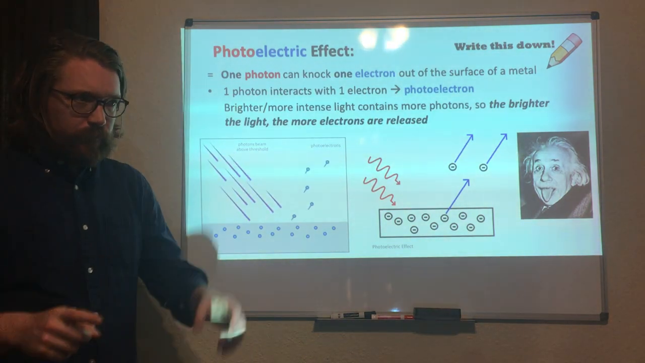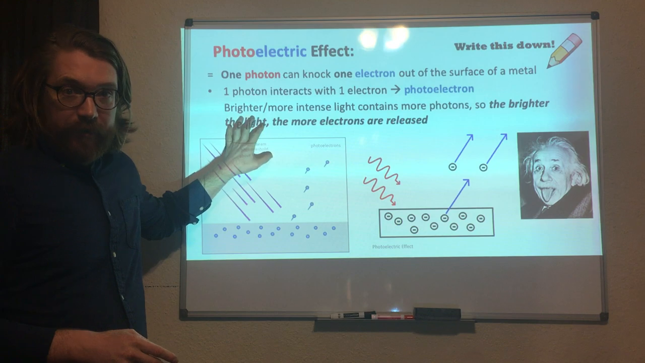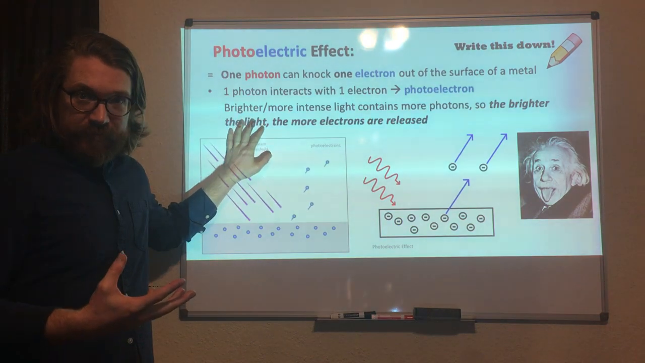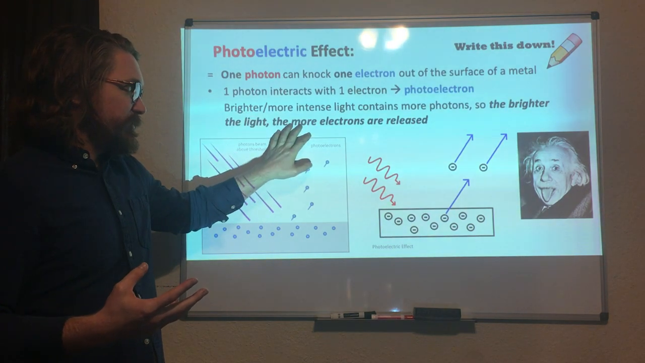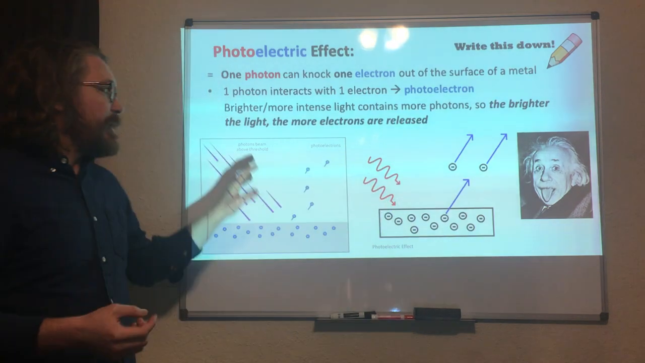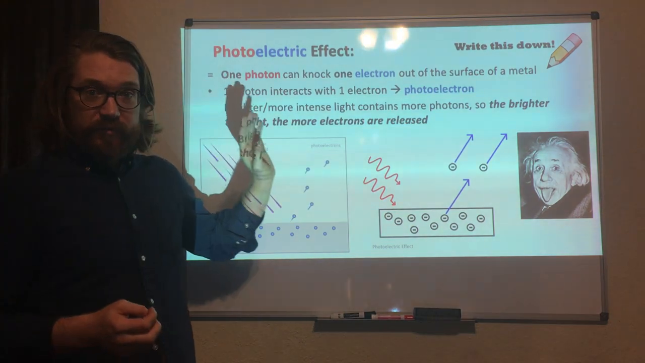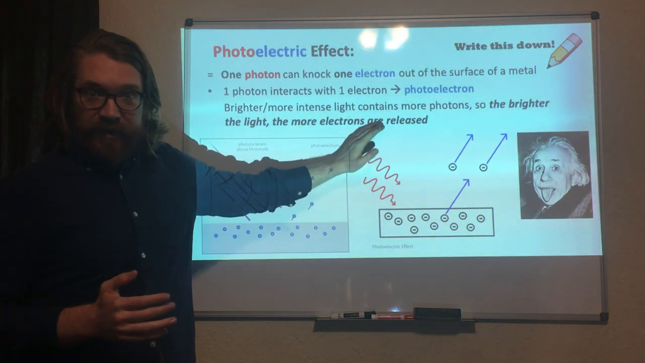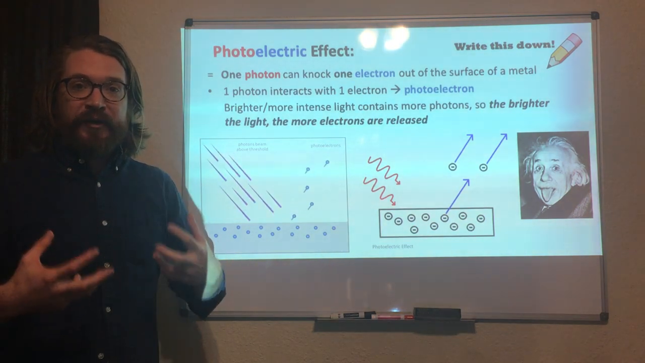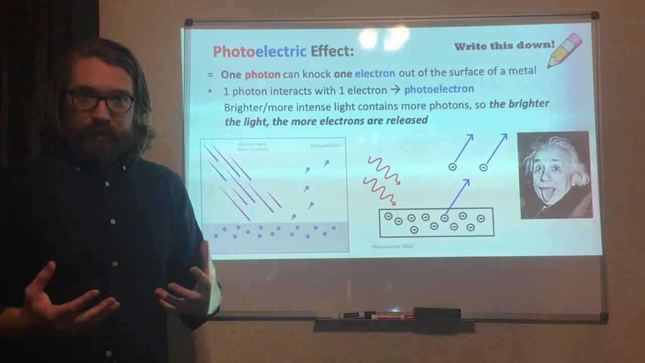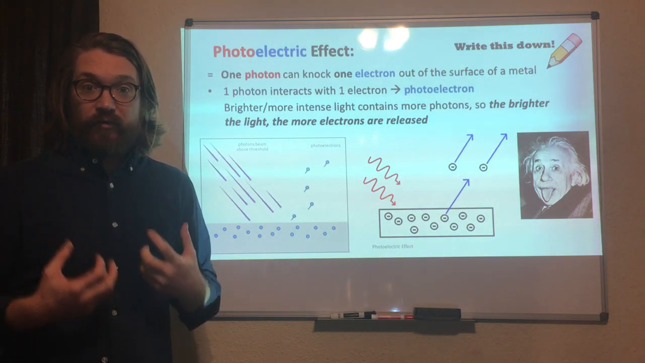First thing to remember: what happens when we use brighter light? Brighter light has more energy, meaning it has more photons. So when we use brighter light, which contains more photons, we're going to release more electrons. The more photons that hit, the more electrons that are released. How do we make more photons? That is going to look like brighter light. So the brighter the light, the more electrons are released.